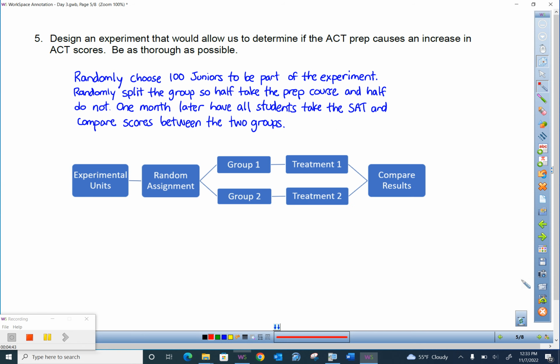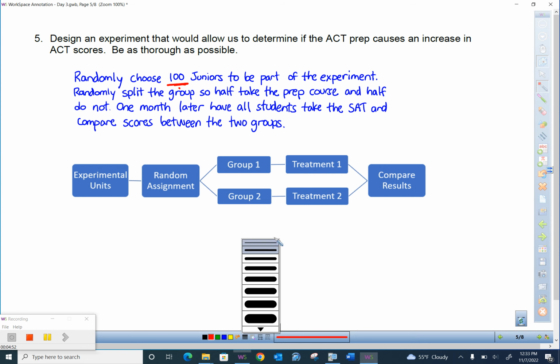Okay, so here's an example of how it could have looked. Randomly choose some number of juniors. It wouldn't have to be 100. In fact, in a school our size, 50 might be appropriately large enough, because 100 juniors would be nearly half of our juniors, and we don't probably need a sample that large. But it says we got to choose people to be part of the experiment, so we want to do that first.